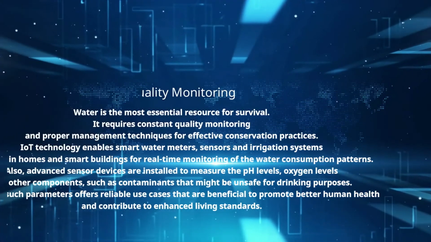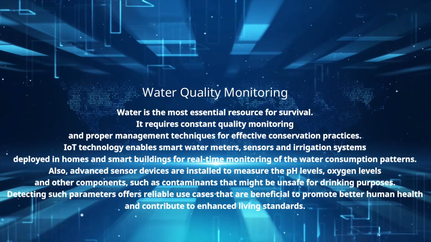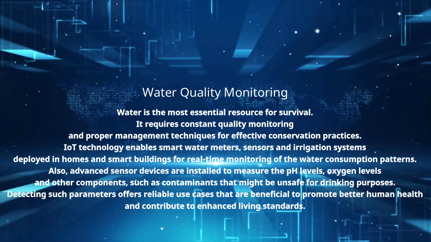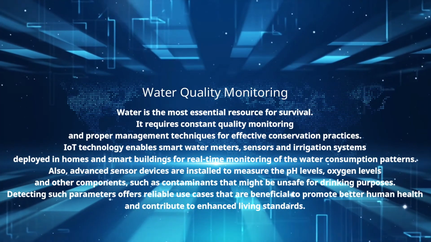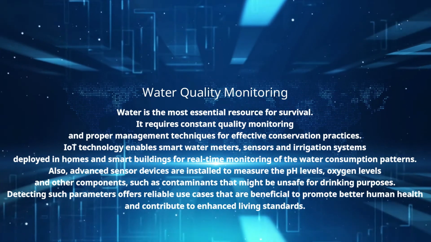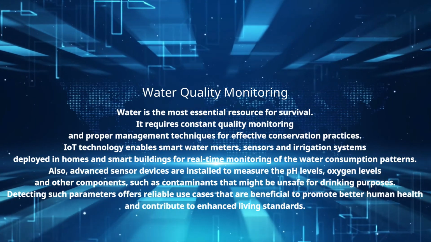Water is the most essential resource for survival. It requires constant quality monitoring and proper management techniques for effective conservation practices. IoT technology enables smart water meters, sensors and irrigation systems deployed in homes and smart buildings for real-time monitoring of the water consumption patterns.